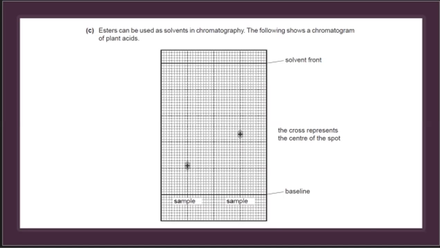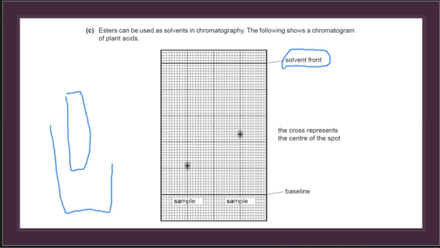All right, now the solvent front is the distance moved by the liquid that this chromatogram was placed in. So this would have been the chromatogram, and this would have been a beaker with a solution in it. What they would have done is place the sample on the dot right here, and then they would have dipped this into the water.